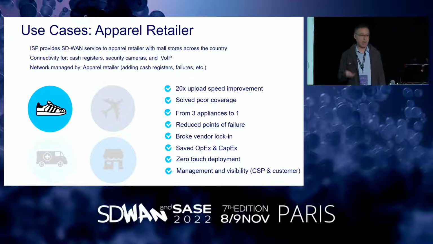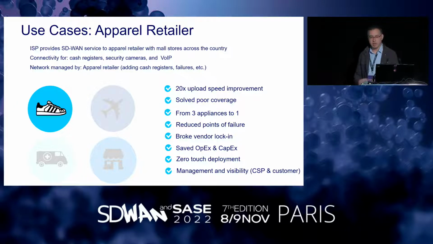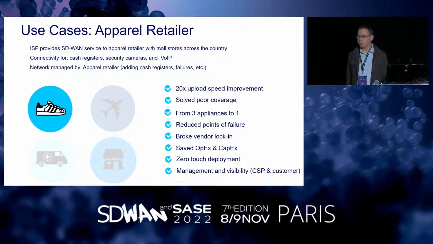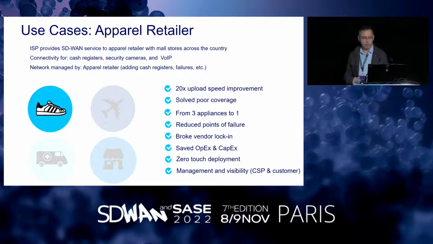We saved the OPEX and CAPEX both for the ISP and the retailer, and because this was a very large chain, we had to provide zero-touch deployment. We had to deploy all our network at once, and when new branches come in, we need to deploy more and more. The key issue needed both by the CSP and by the customer was management and visibility. They want a single dashboard that manages everything and sees everything, and this is exactly what we provided.